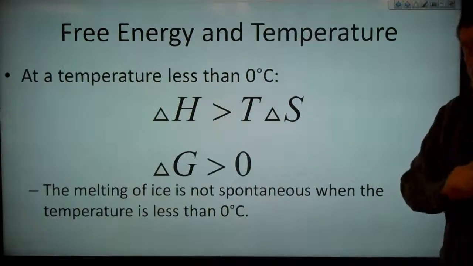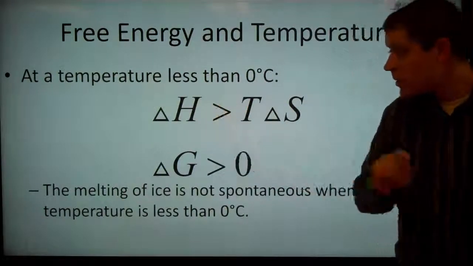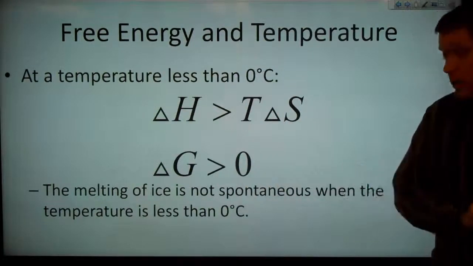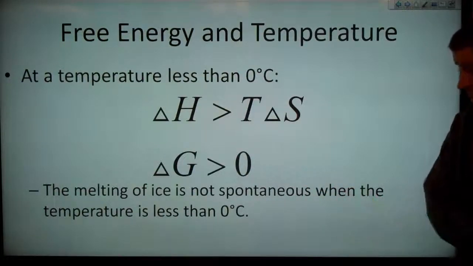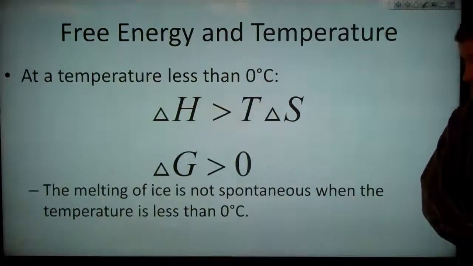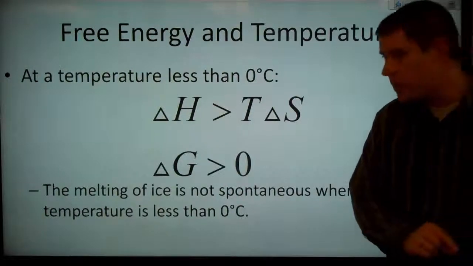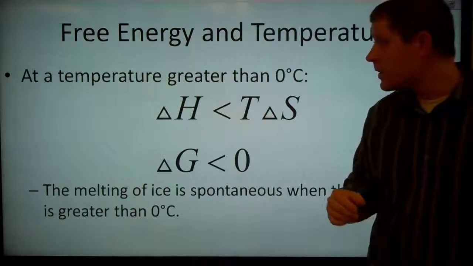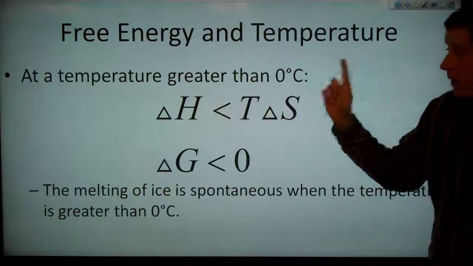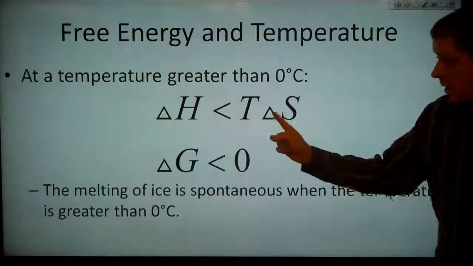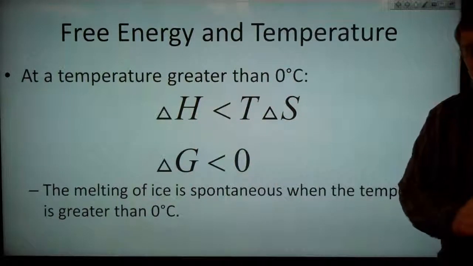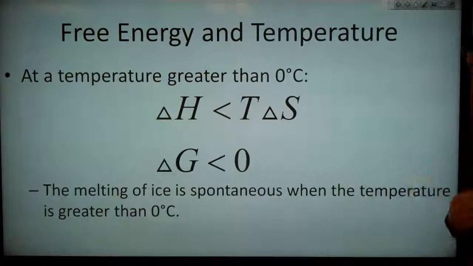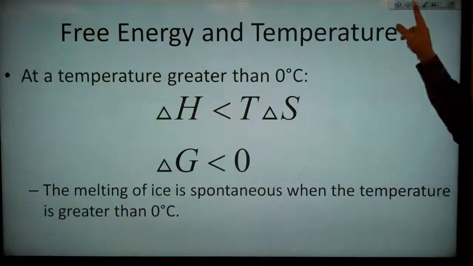So if we have a temperature less than 0 degrees C, then delta H is greater than T delta S, and delta G is greater than 0, which means the melting of ice is non-spontaneous when the temperature of ice is less than 0 degrees C at 1 atmosphere. Ice doesn't melt at less than 0 degrees C. But at a temperature greater than 0 degrees C, delta H is less than T delta S, in which case delta G is less than 0. It's spontaneous, so the melting of ice is spontaneous when the temperature is greater than 0 degrees C.